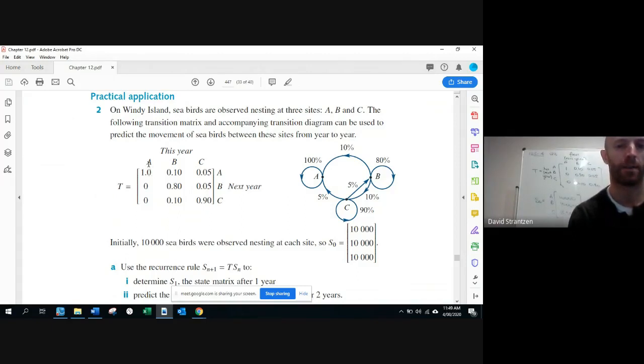Notice that in our transition matrix, from A to A is 100% or 1.0. From A to B is 0, from A to C is 0. That means that any bird that is nesting at site A one year will remain at site A the next year. Once they're there, they stay there. That must be a very nice nesting site.